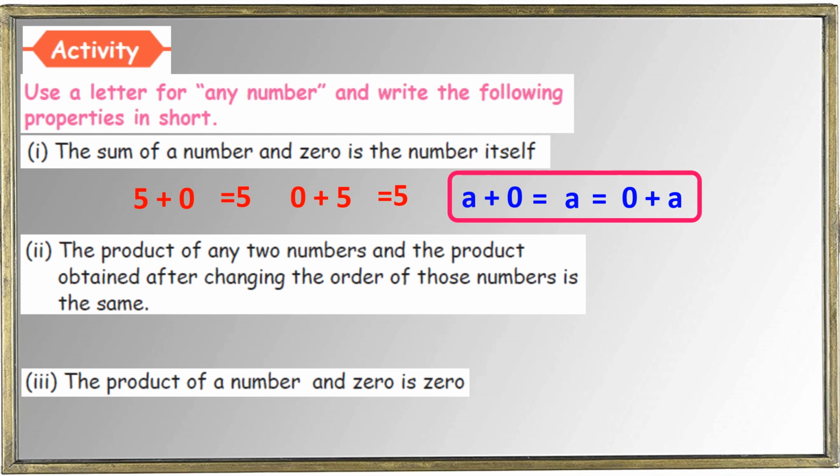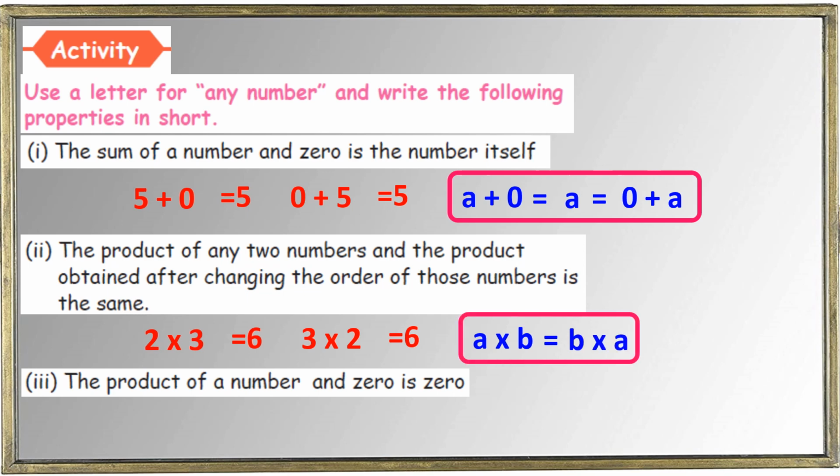So come to the second one. The product of any two numbers and the product obtained after changing the order of those numbers is the same. This is what we know. That means 3 2s are 6, 2 3s are also 6, isn't it? Look at this example. 2 3s is equal to 6, and at the same time 3 2s are also 6. So let us write the property: a into b is equal to b into a. Write it down in your book and mark it in a box.